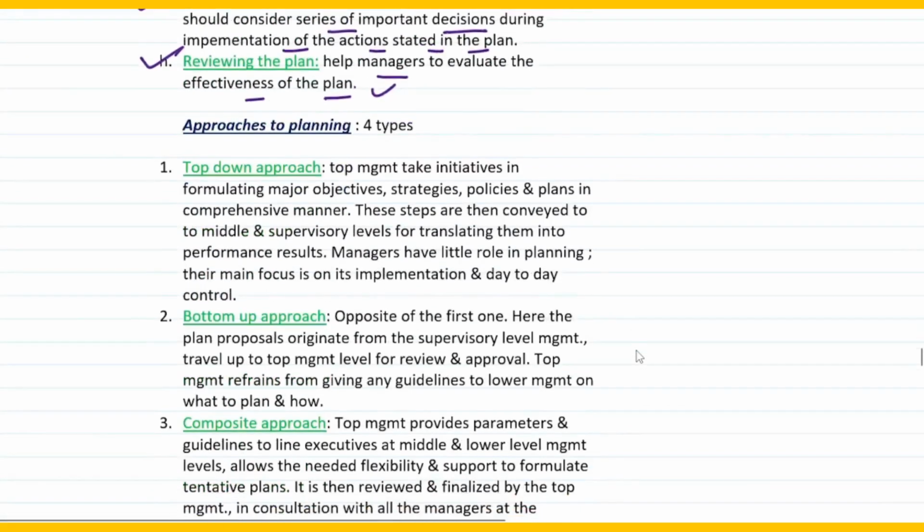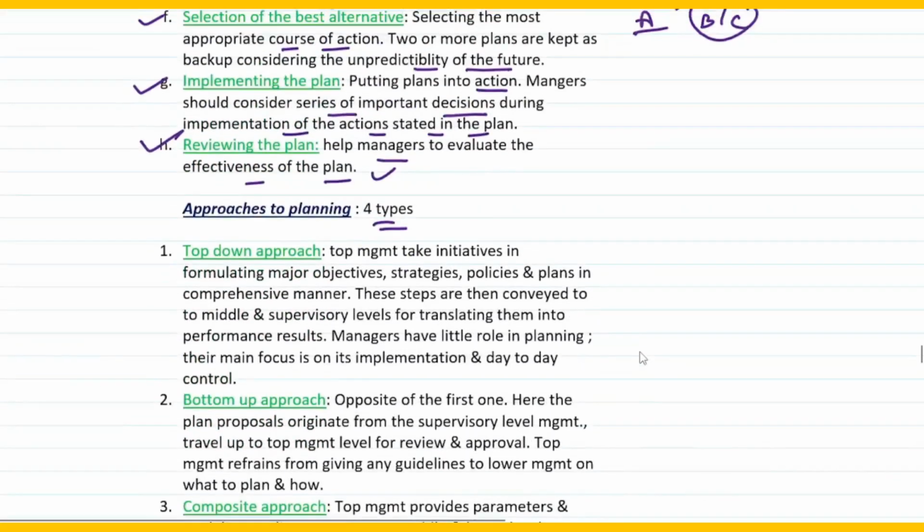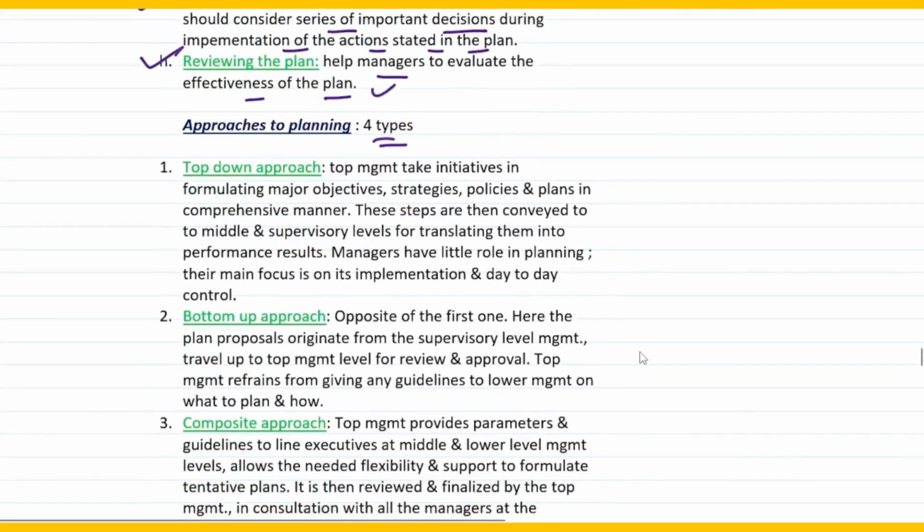Okay. Then we come to the approaches to planning. Basically, approaches to planning are of four types, right? What are these four types? Top down, bottom up, composite, and team approach, right? Okay, let's start with the first one, the top down approach. What does the top down approach tell you?